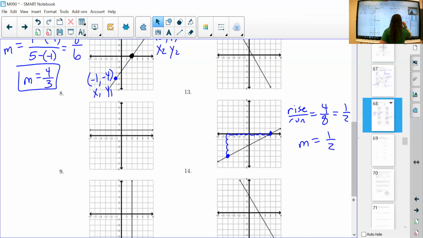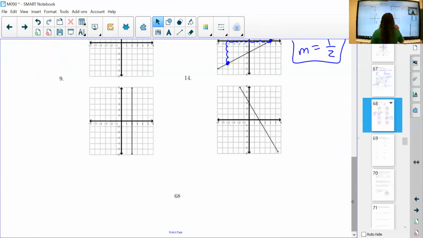So m is 1/2. I could have done that by calculating it. I can do it by just counting. Make sure when you count that you are counting with the correct sign. This was rising 4 because I was going up. If I had been falling, I would have put a negative. This is running 8 because I went to the right. If I'd been going left, I would have put a negative. Let's see one example of that real quick.